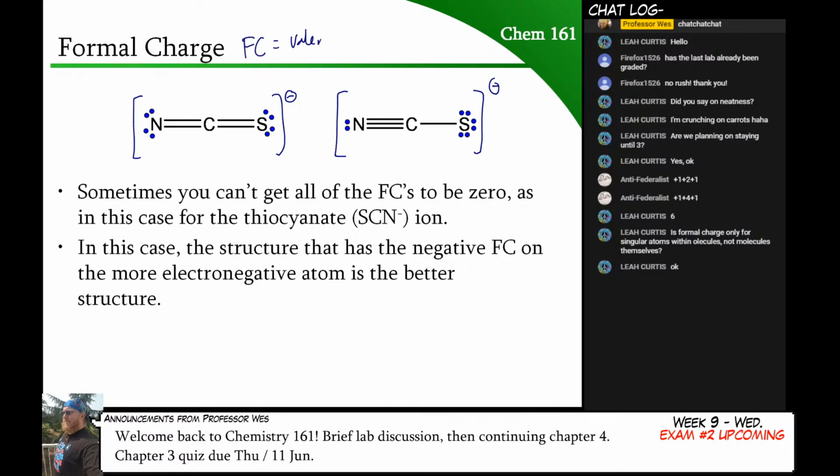So valence electrons at start minus current electrons. And what I want you to do is determine the formal charge of all of the atoms for the structure on the left and then the structure on the right, and assign them numbers, so like +1, 0, -1, -2, +2, whatever. Type it in the chat when you got it.